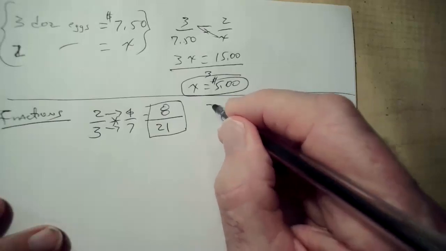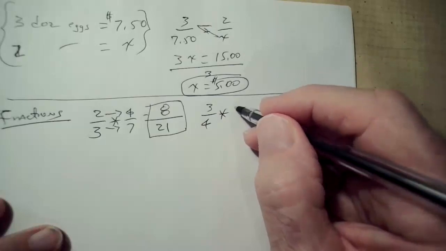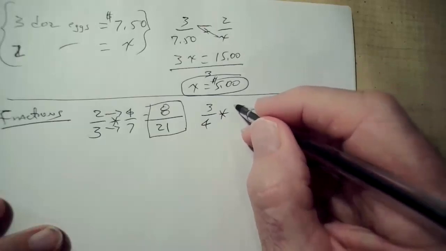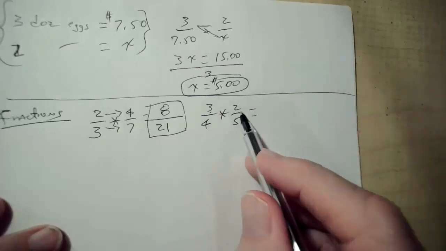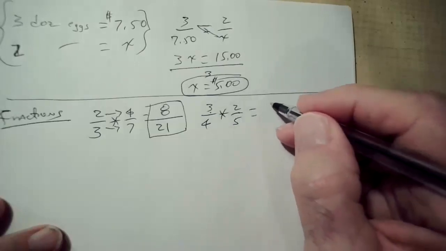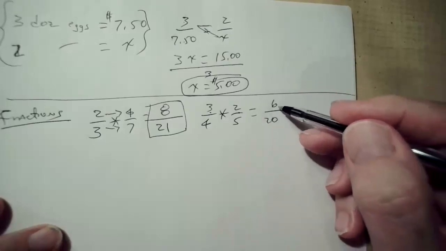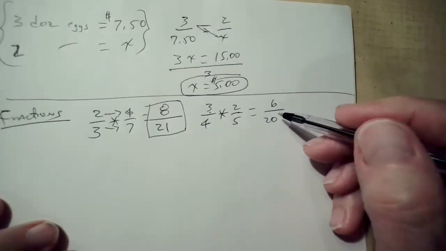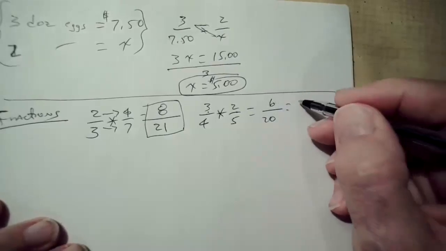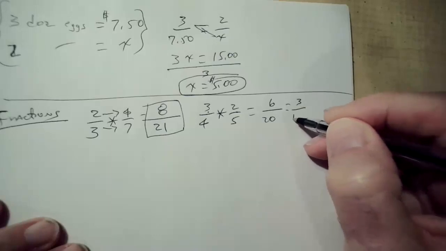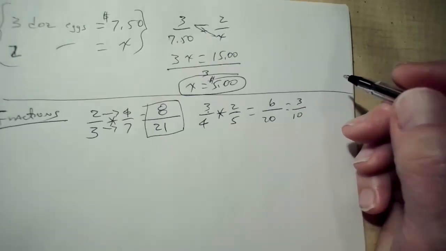And then if we have 3/4 times 2/5, 3 times 2 is 6, over 20. Now both of these are even numbers, so you know that they're divisible by 2. Divide this one by 2 and we get 3 over 10.